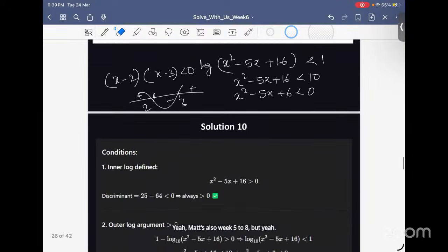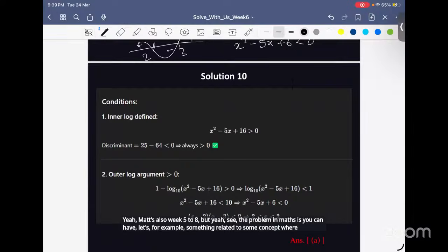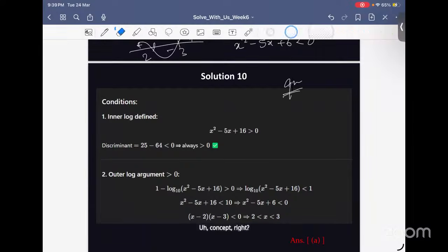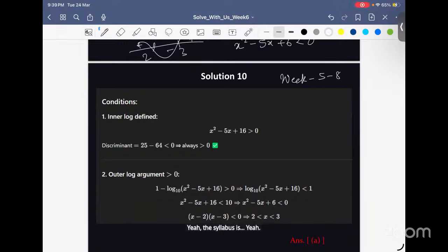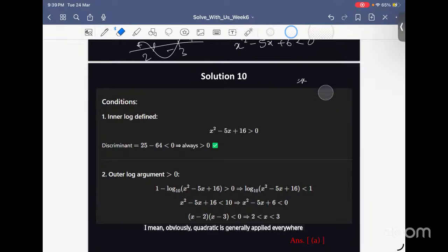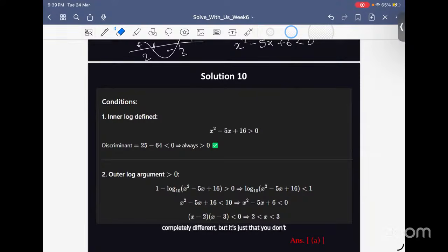But the problem in maths is you can have, for example, something related to some concept where you have to use the quadratic equation concept. I understand that, but it just gives a reference. The syllabus is obviously week 5 to 8, but quadratic is generally applied everywhere. Sets, like when we are using bijective, injective functions, is completely different. You don't have to go to the theory of all of it.